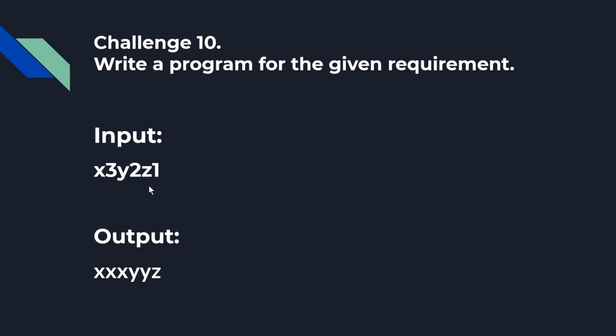So first we have to check whether this is alphabetical or not. If it is alphabetical, store it in one string and move to the next one. Check whether this is alphabetical or not. If it is not alphabetical, take the previous one and multiply it, and you'll be getting the output. We will write the logic for this one.